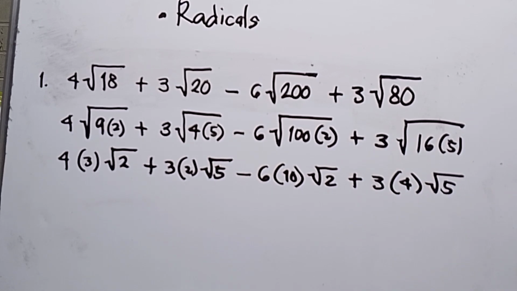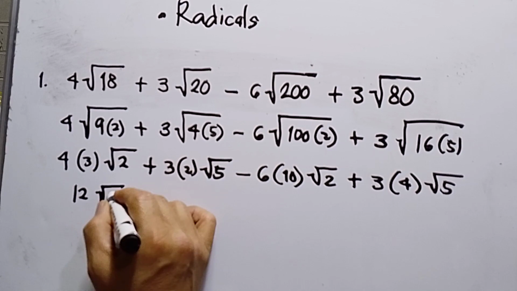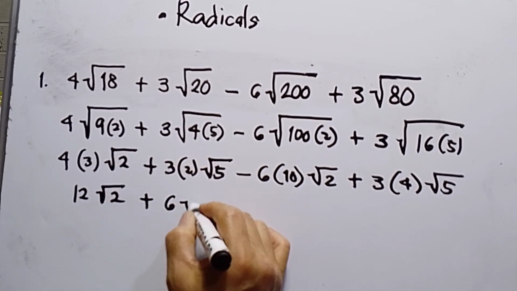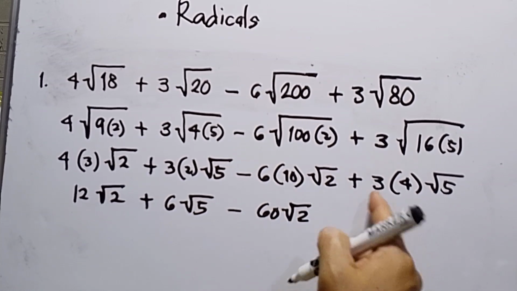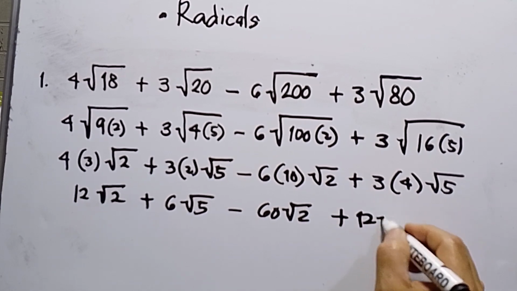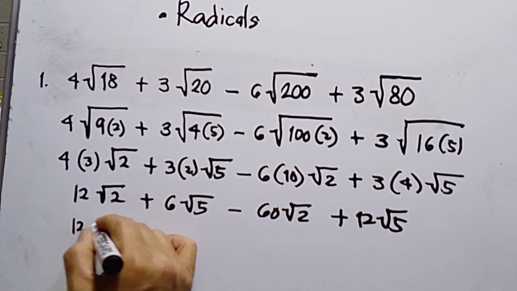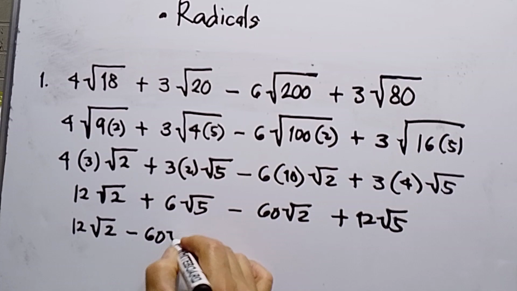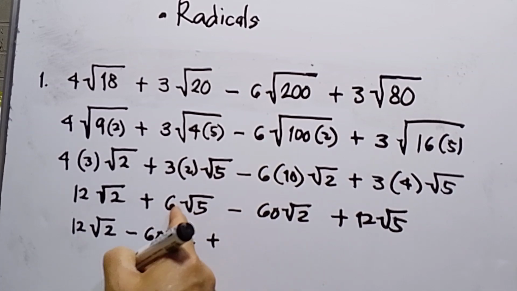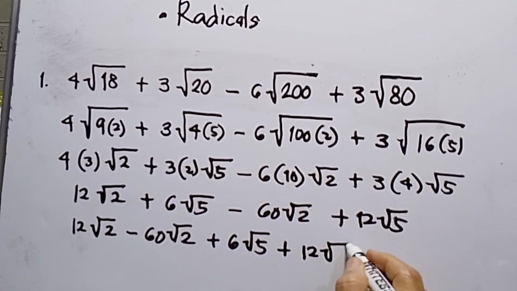Okay, combine the same radicand. So, this will be 4 times 3 is 12 square root of 2, plus 3 times 2 is 6 square root of 5, minus 6 times 10 is 60 square root of 2, then 3 times 4 is 12 square root of 5. As what I said, combine the same radicands. So for square root of 2, this one, you have 12 square root of 2, then 60 square root of 2. Then plus this one, 6 square root of 5, then plus 12 square root of 5.